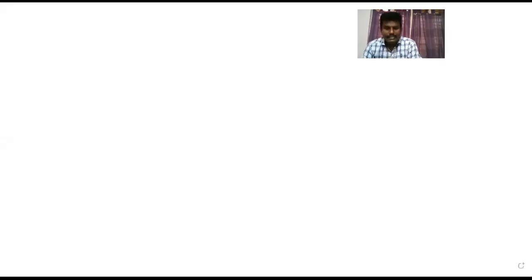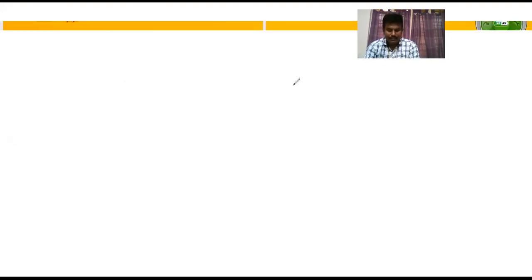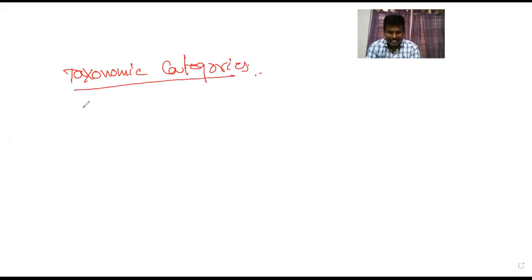In these 7 obligatory sequences, if we see from lower to up, from species to kingdom, we will get an idea about how these taxonomic categories are linked together. So in those taxonomic categories, the first one is species. It is not only the basic unit of taxonomy, but also helps in the evolution of species. So first of all, let us see the definition of species.